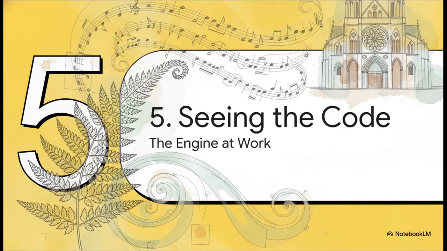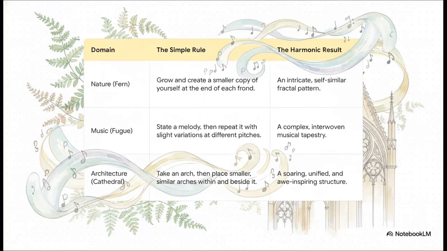So now let's put it all together. Let's go back to our original examples, the fern, the fugue, and the cathedral, and actually see the hidden code of this harmony engine at work in every single one. Check this out. For the fern, the simple rule is just grow and create a tiny copy of yourself at the end of each frond. The result? A beautiful, self-similar fractal pattern.